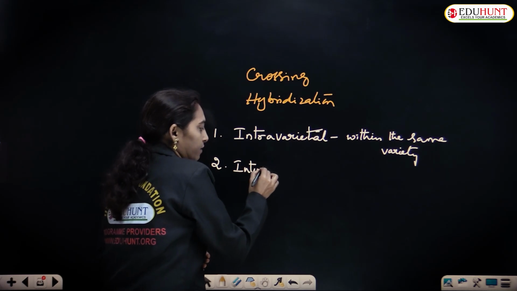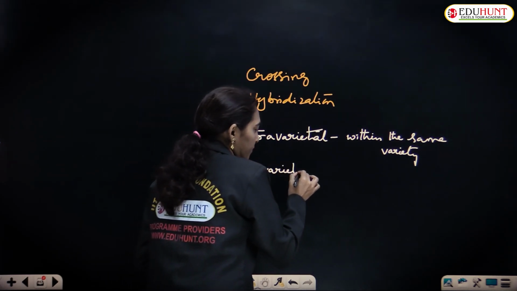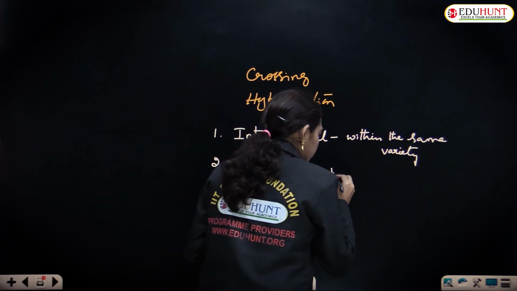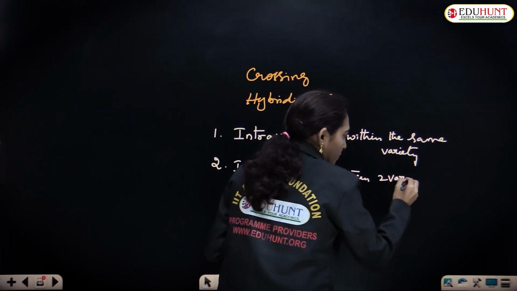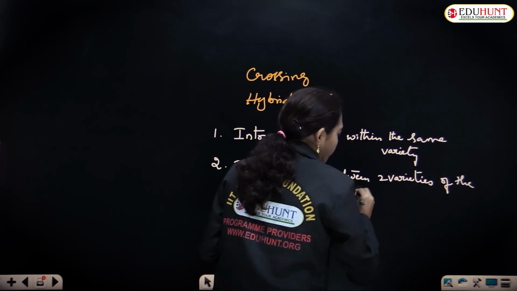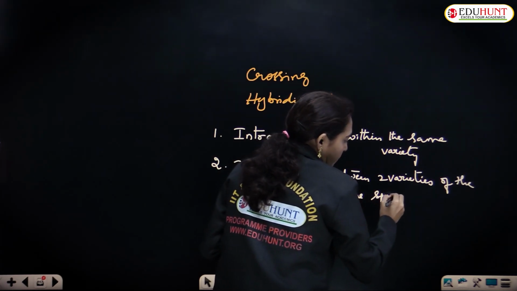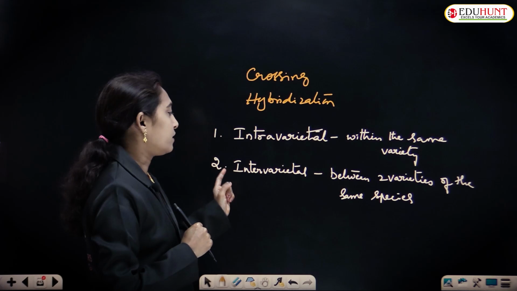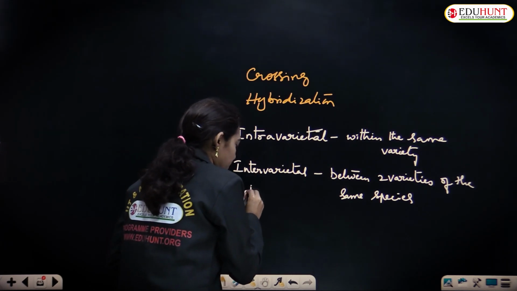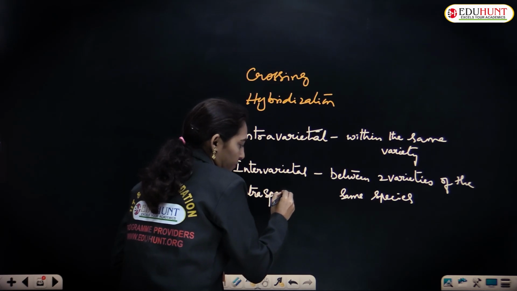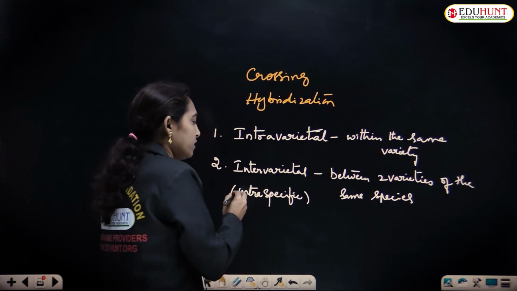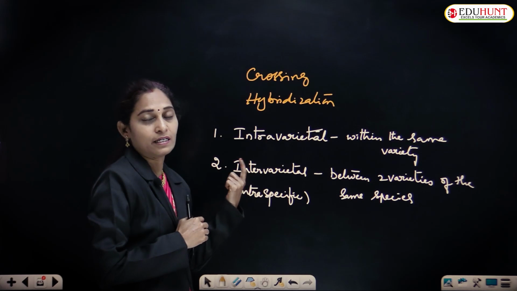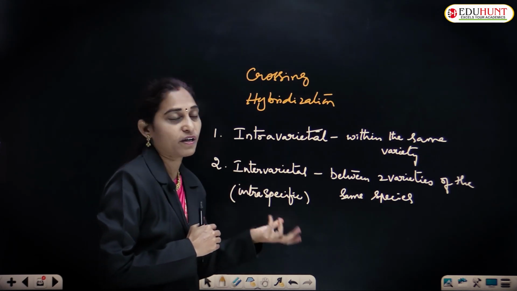Next, intervarietal. Intervarietal means between two varieties of the same species. Remember this, it is also known as intraspecific. Intraspecific means within the same species but two different varieties. Intervarietal or intraspecific, within the same species but different varieties.